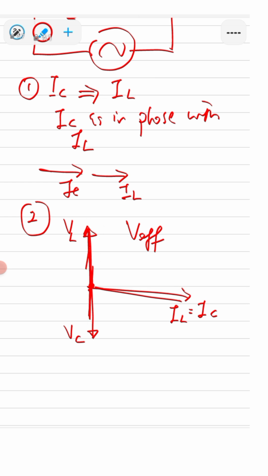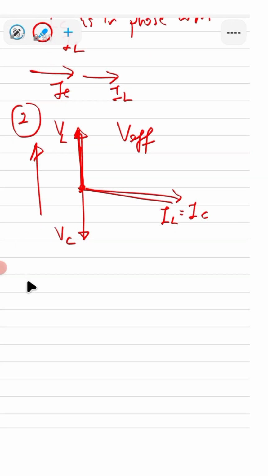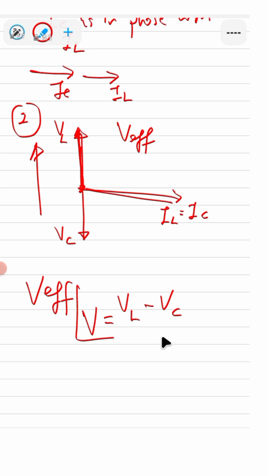Since the voltage in the inductor is always leading, pointing up, the upward direction will win. That's why the effective or total voltage, V effective, will just be VL minus VC. You're not doing square roots this time. So V effective is just VL minus VC.